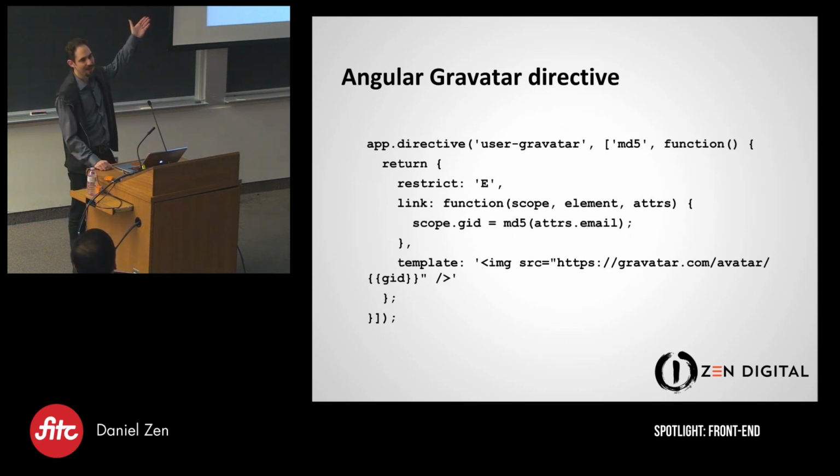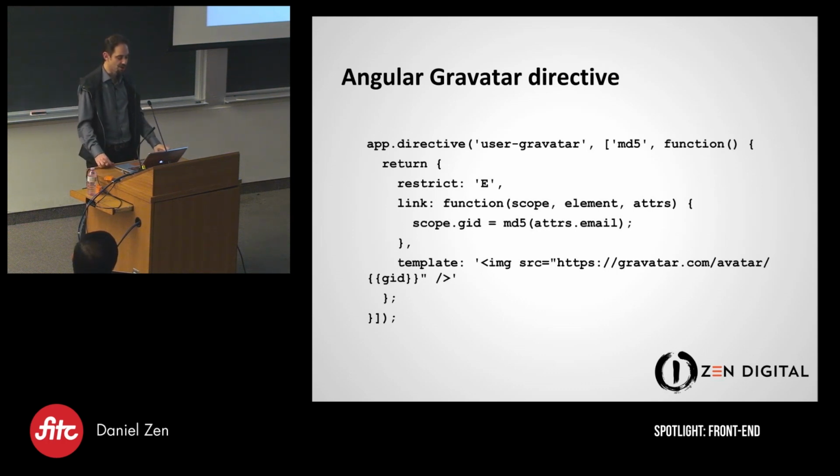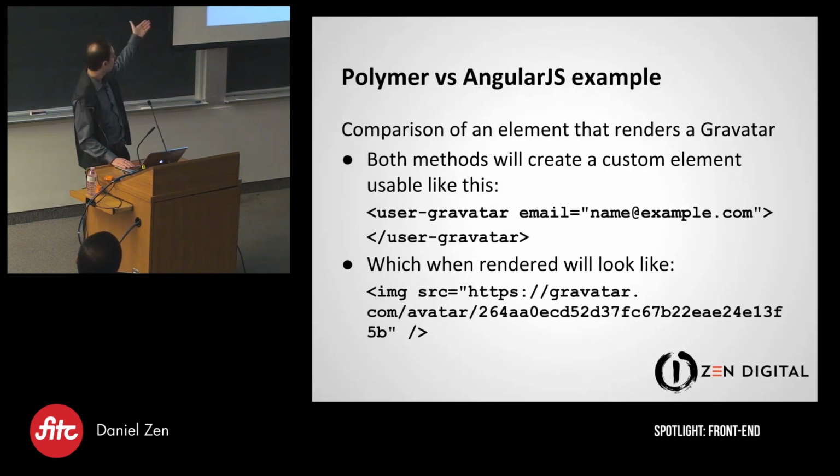So in Angular, you'd create a directive, and you'd define it as user gravatar, and you'd load in another library like MD5 for the hashing function, and then you say you're going to restrict this to be only for element tags. That's what the E stands for. And then you have a link function that says when we get our scope, the GID will be equal to the MD5 hash of the email address that we used in the actual attribute inside the directive. And then we have a template that will be the output, and it looks very much like the output should, except we're dropping in the GID into the very end for the hash. And so that will output, once again, at the bottom here, the image source with the proper gravatar avatar.